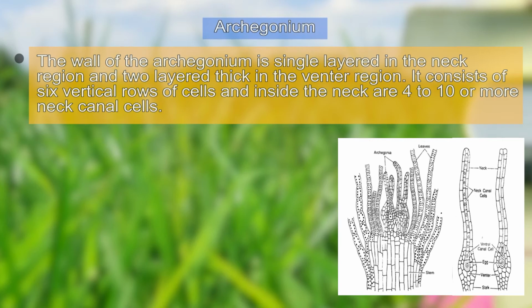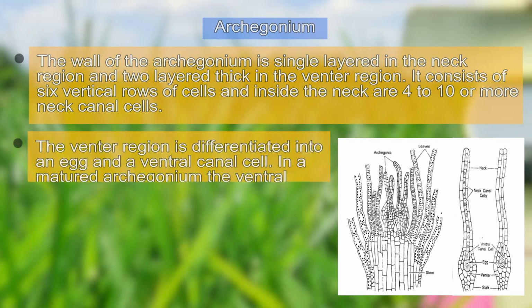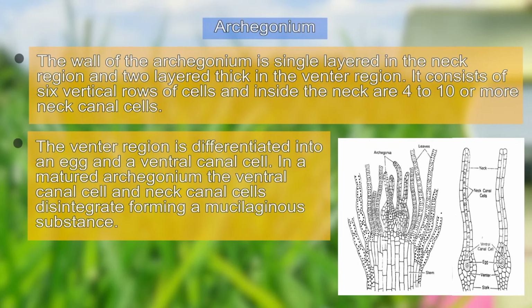It consists of 6 vertical rows of cells in the neck, and the ventral region consists of a neck canal cell and an egg. Now the venter region, as you can see, when it matures, the ventral canal cell and the neck canal cell disintegrate and form a mucilaginous substance. The mucilaginous substance pushes open the cover cell, and in this way the archegonium becomes ready for fertilization.